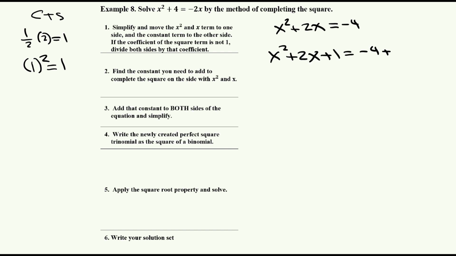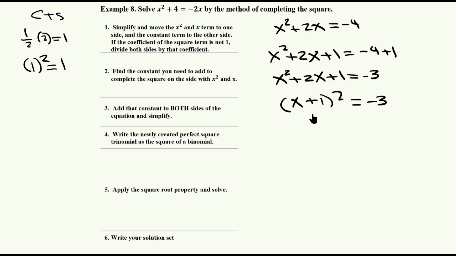So we'll end up with this scenario, and then we'll simplify to get x squared plus 2x plus 1 equals negative 3. Now we'll go ahead and write x squared plus 2x plus 1 as the square of a binomial, and we know that's going to be x plus 1 squared equals negative 3. I'm just reproducing these to remind you of the steps.